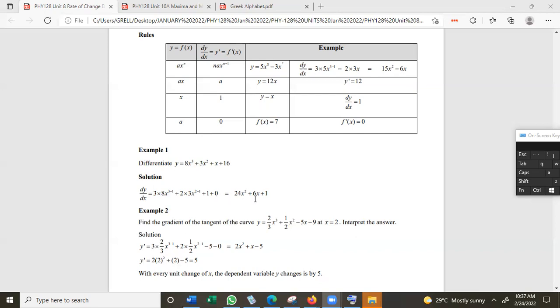And here you have it. This is the gradient function for this curve. So you can use that gradient function to find the gradient at any point on this curve.